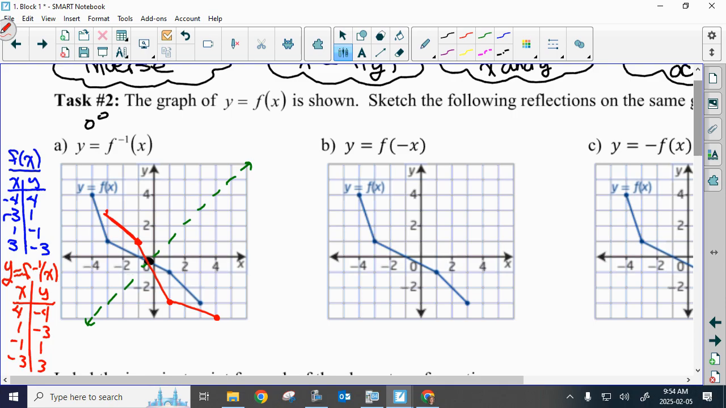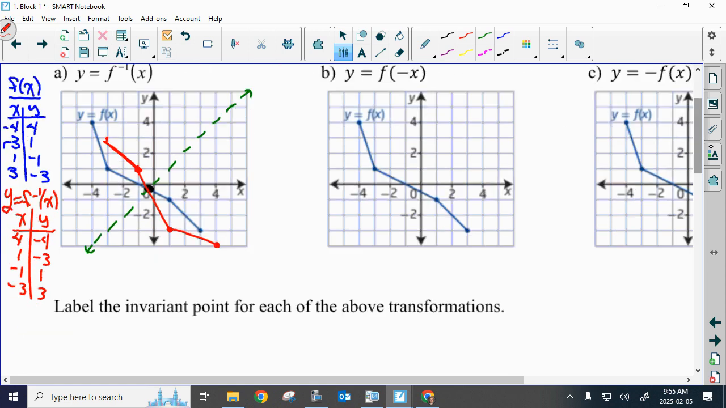Do you guys see that if I would fold on the line y equals x, it should land on top of itself? Is the inverse a function? Does that red function pass the vertical line test? Guys, this is a function. We're good to go. Both the original and the inverse are functions. And then right here, it says label the invariant point for each of the above transformations. This is my invariant point.